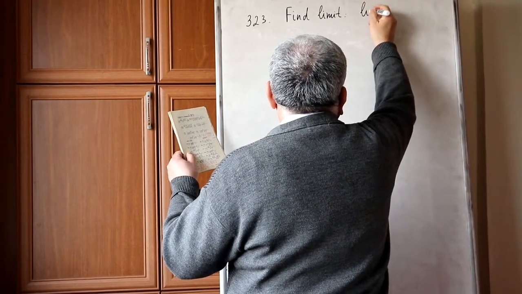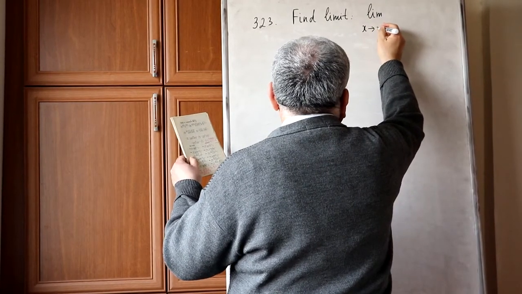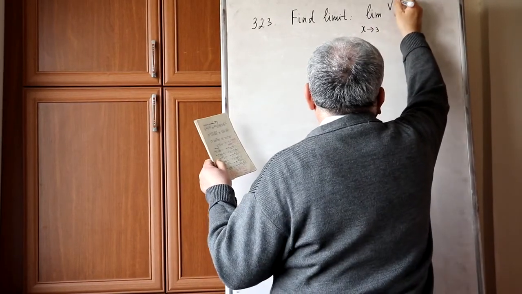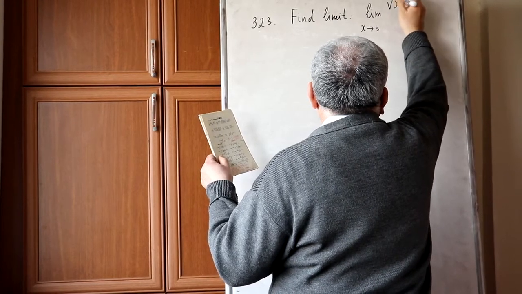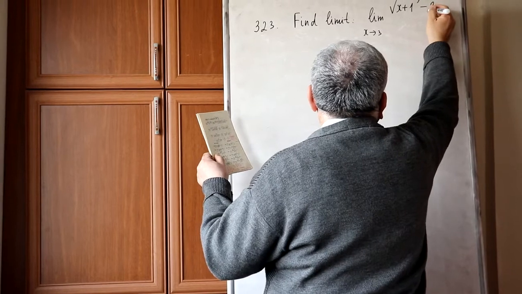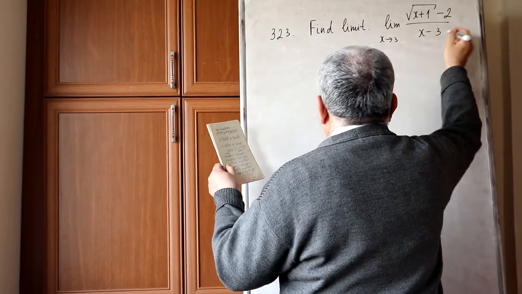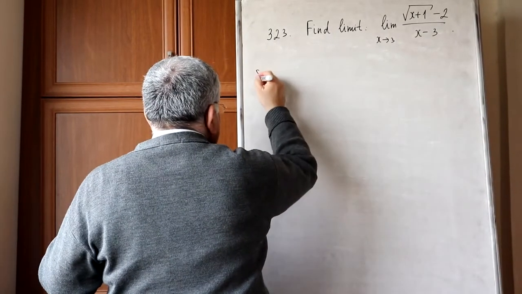Limit when x tends to 3 of square root of x plus 1 minus 2 over x minus 3. Solution.